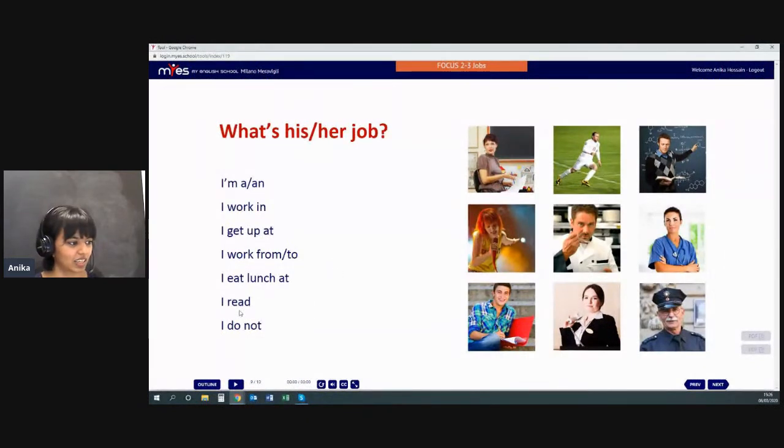Right, so let's talk more about it. Eat lunch at. So when do you eat lunch? I usually eat lunch at 1 o'clock. I read newspapers. I read newspapers to keep myself updated.